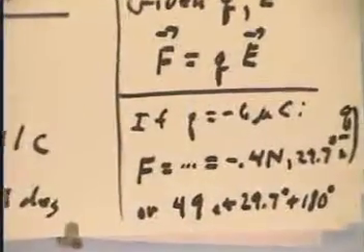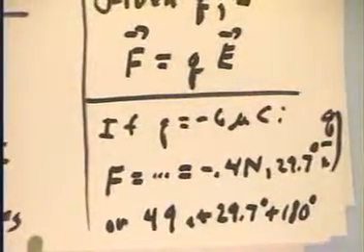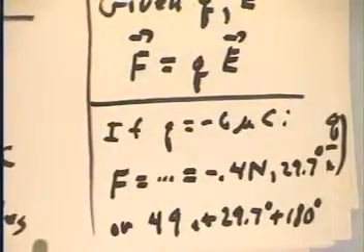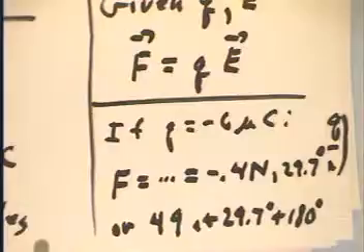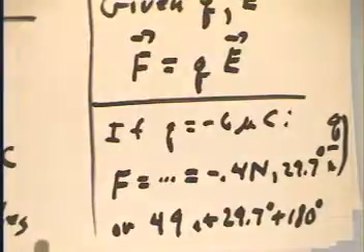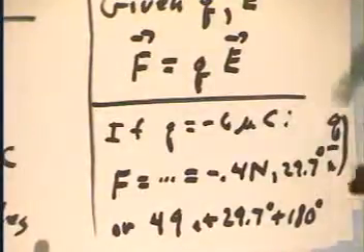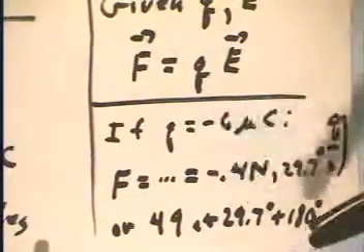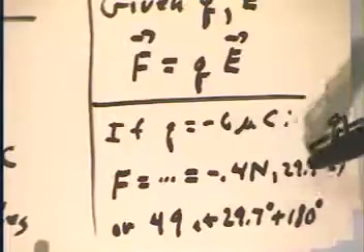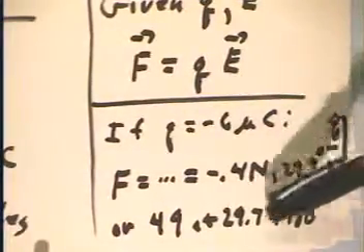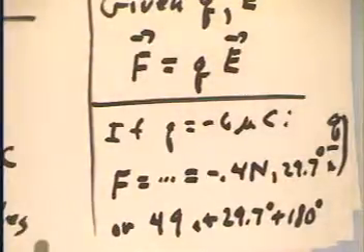The angle would be 27 degrees for the negative 0.4 newtons. The 27 degrees on a negative force is really 29.7 degrees plus 180, in other words, equal and opposite to that force.